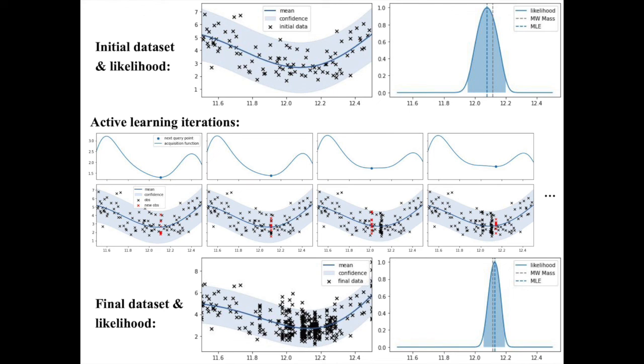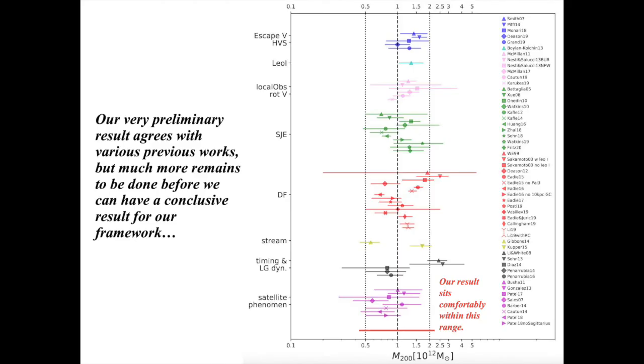When you decide to stop the loop, you have your final data set, which gives you the resulting posterior for the halo mass, shown here. And it says that the most probable Milky Way halo mass is 10 to the 12 point something, 15 or something like that, times the mass of the sun.